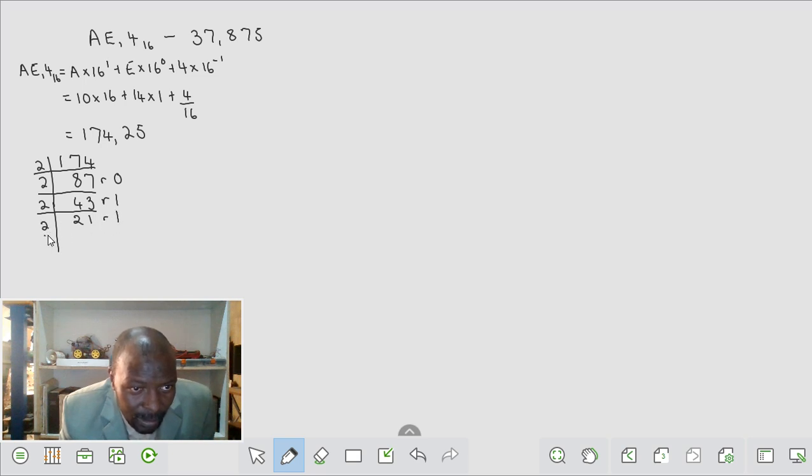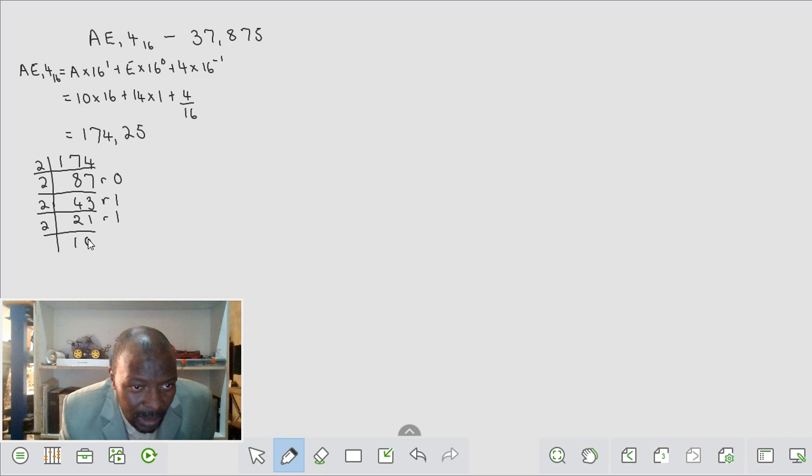Now we then come and say 174. We want to change this to base 2. This will be what? 87, remainder 0. Then, remember, we're dividing by the base we're going to. This will be 43, remainder 1. This will be 21, remainder 1. I'm trying to remind people every step of the way.